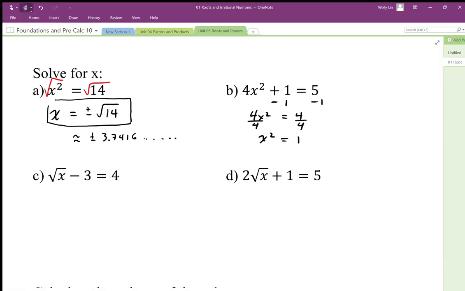And then undoing the squared, we're not going to divide, we're not going to subtract. We undo squares with square roots. We square root both sides, and we have to remember the plus minus. So we end up with x equals plus minus 1. So there's our answer.